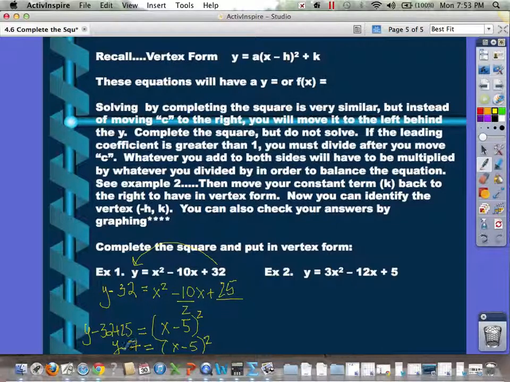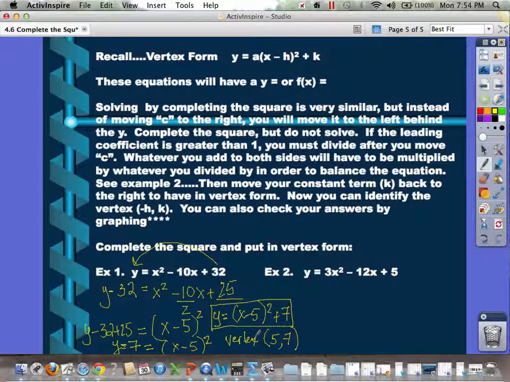Alright, and then the last step is to move this minus 7 over, and it goes in the back of this. So this is going to be y is equal to parenthesis x minus 5 squared, and that's going to be a plus 7. So this would be your answer form. So that would mean your vertex would be opposite of what's inside, 5, and then whatever's in the back, 7.